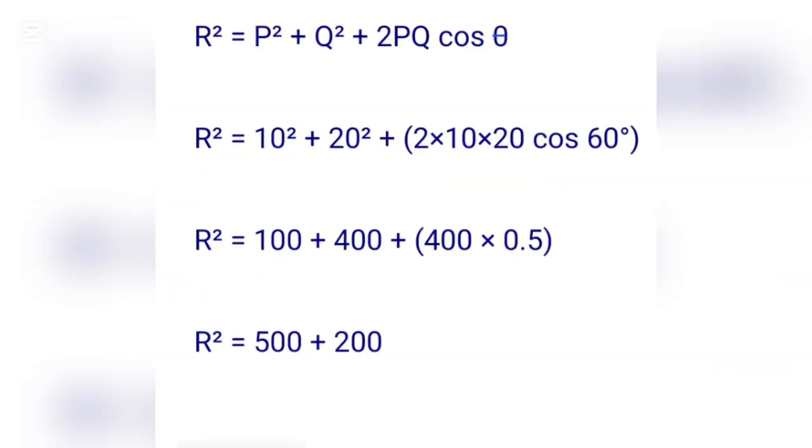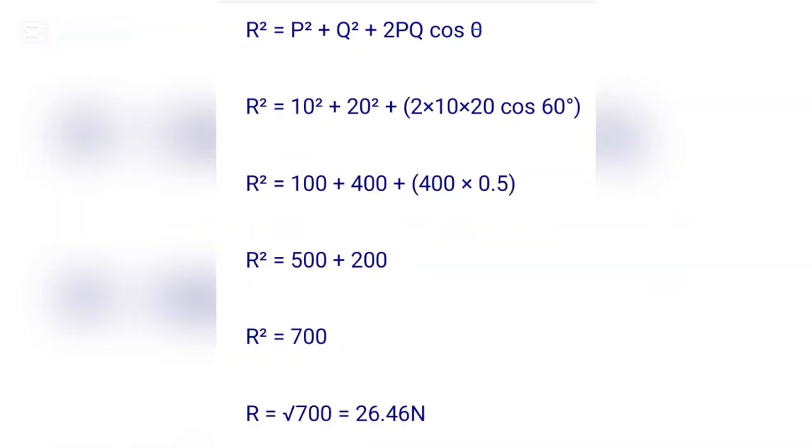When we simplify it, we have R squared is equal to 100 plus 400 plus 400 times 0.5. You see that one in the bracket, we have to finish it up before we add up. If not, the arithmetic will be wrong. So when we finish that up, we have 200. And 100 plus 400 will give you 500. So 500 plus 200 will be equal to 700. The square root of 700 will be 26.46 Newton approximately. So R is equal to 26.46 Newton.